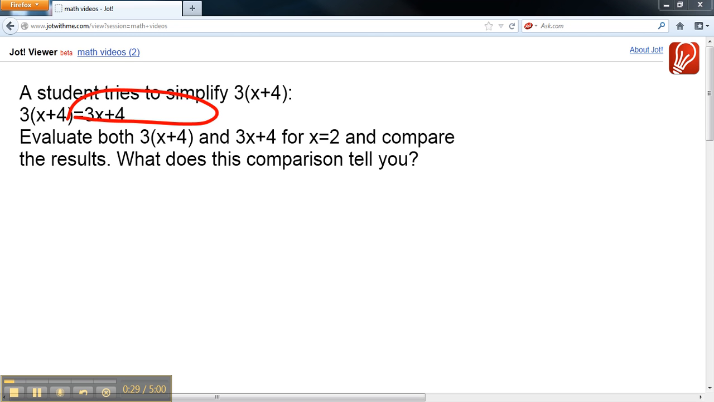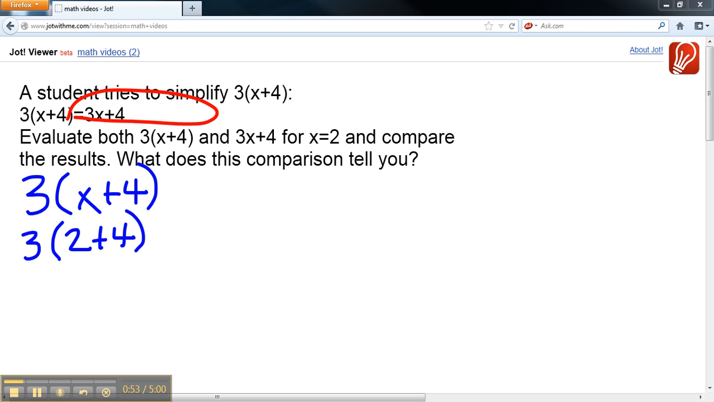So I'm going to take the original expression, 3 times x plus 4. I'm going to evaluate that for 2. In other words, take that value for x and plug it in for x. So I'll get 3 times 2 plus 4 in those parentheses. Now I'll go ahead and do that addition in the parentheses first. That's what order of operations tells me to do. I'll get 3 times 6, and 3 times 6 is 18. So when I evaluate the original expression for x equals 2, I get 18.